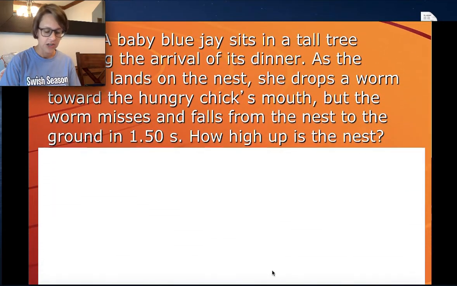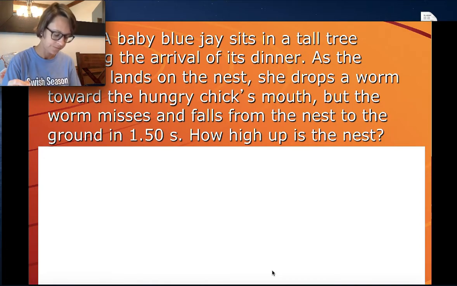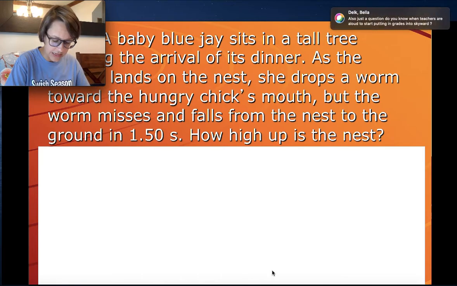Okay, I would encourage you to pause the video and try this one on your own and see if you can get it. I'm going to go ahead and walk you through it. So we've got baby blue jay. Mama blue jay is dropping a worm in the baby chick's mouth. The worm misses and falls from the nest to the ground in 1.5 seconds. How high up is the nest?